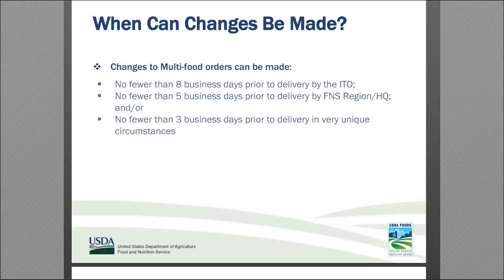Now, how can we help if you notice any issues you're seeing in the calculators? Well, changes to multi-food orders can be made no fewer than 8 business days prior to delivery by the ITO, no fewer than 5 business days prior to delivery by either the FNS regional contact or here at headquarters, or no fewer than 3 business days prior to delivery in very unique circumstances. Typically we're not going to be able to make those changes if it's 3 business days or fewer, but if you're noticing some real big issues, you should definitely let us know here, either myself or Hunjin, so that we can contact the warehouse and see if the truck has left. Because if the truck has not left the warehouse, we may be able to get the warehouse to pull that off the order or off the truck, but there's no guarantees once it reaches the 3 business days.